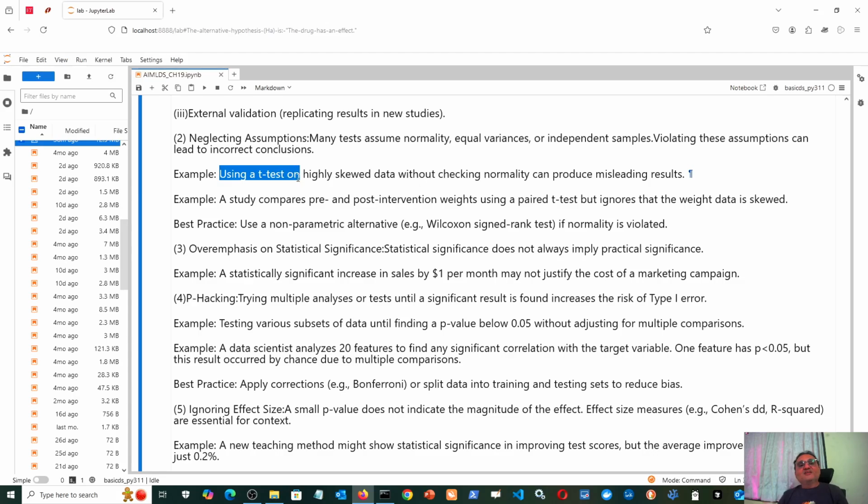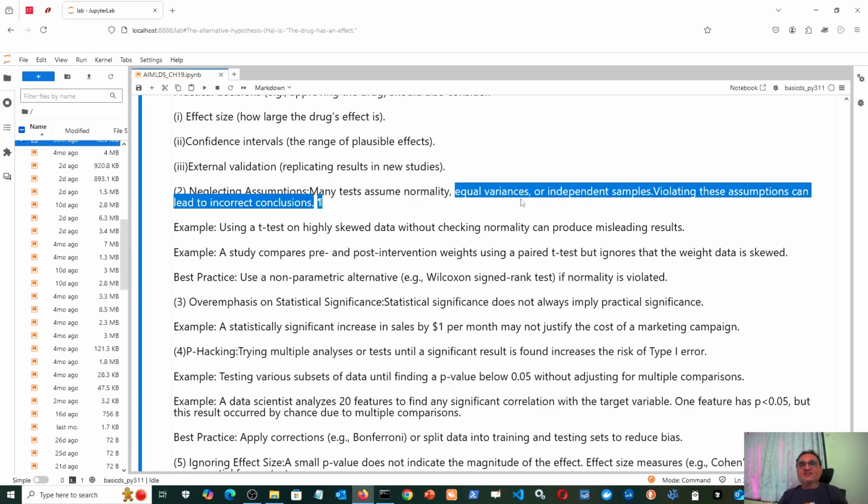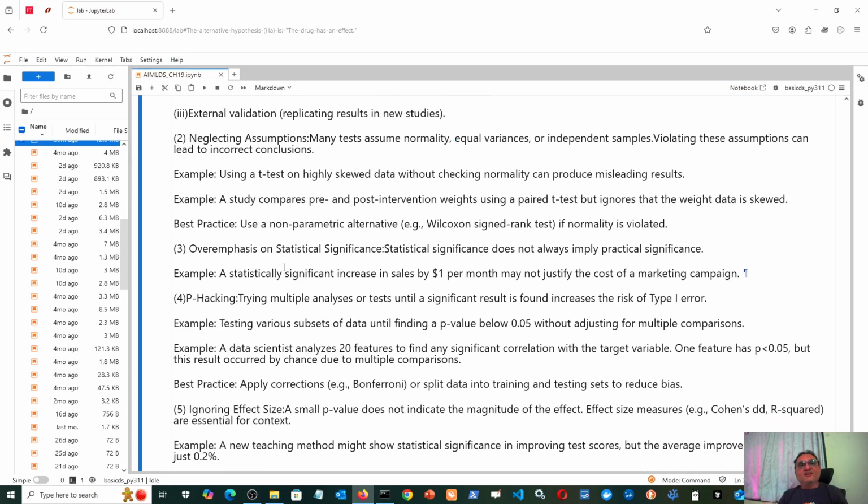For example, a t-test on highly skewed data without checking normality can produce misleading results, right? Now, I also mentioned the Cauchy distribution. If your data has Cauchy distribution, the problem with Cauchy distribution is that it has infinite mean and infinite variance. So the assumption of finite variance is not obeyed, right? So in that case, central limit theorem itself is not applicable. So the entire hypothesis testing will collapse. You have to go for a non-parametric test.